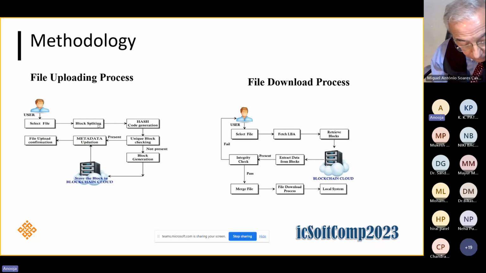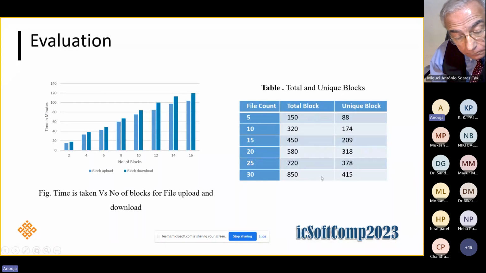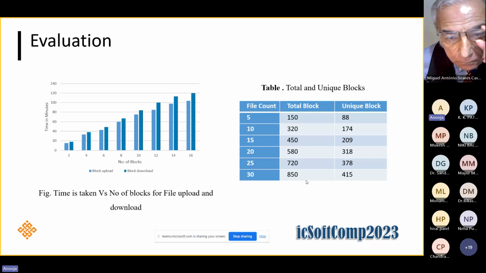In the evaluation process, we considered a set of 30 files. If you do this process without using MapReduce, the total number of blocks obtained is 850. But if you use the MapReduce process based on logical block addressing, and verify the integrity of each block so that repeated blocks can be avoided, we can achieve the process with a maximum of 415 blocks, so the total number of blocks is reduced to almost half. This will increase the transmission speed, and by using cryptographic techniques, we can ensure that the proposed method secures the data.